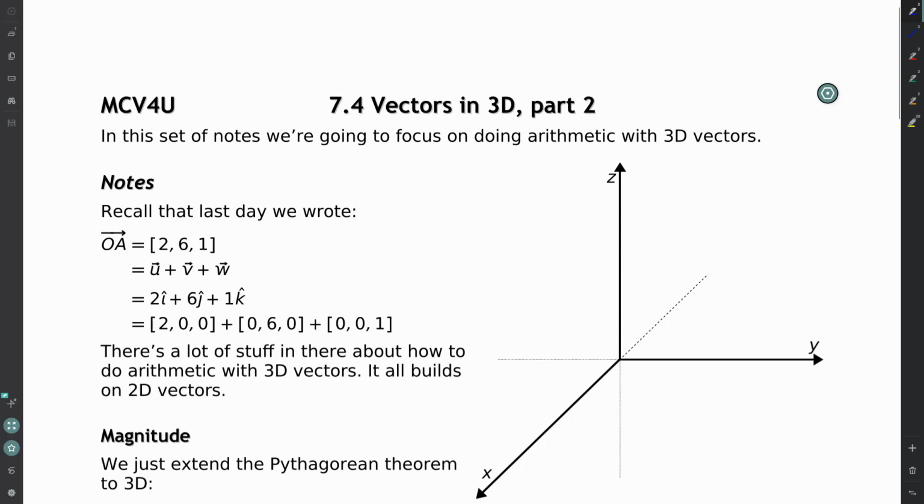Hi everyone, Mr. Hopman here with the second part of the notes on vectors in 3-space. Today we're going to focus on doing arithmetic, like we did with 2D vectors: magnitudes, sums and differences, and scalar multiplication.